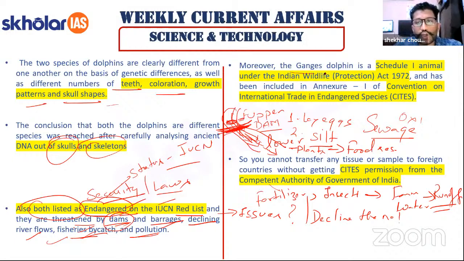So, moreover, the Ganga dolphin is a Schedule 1 animal under the Indian Wildlife Protection Act 1972. Do remember this, very important. This fact becomes very important. And it is also in Annexure 1 of the Convention on International Trade in Endangered Species.